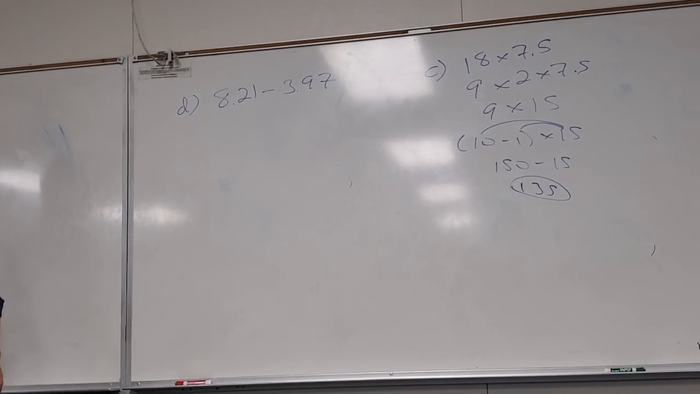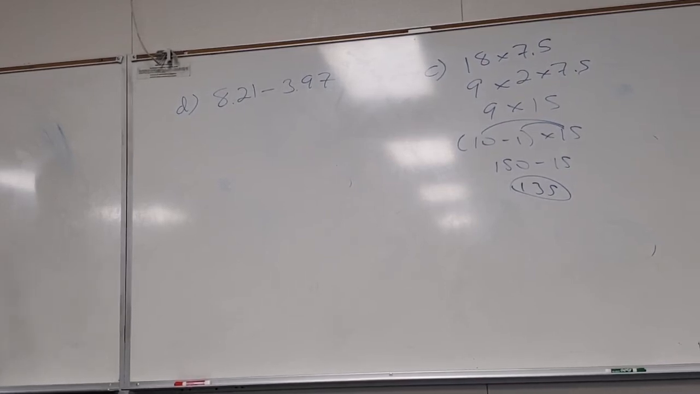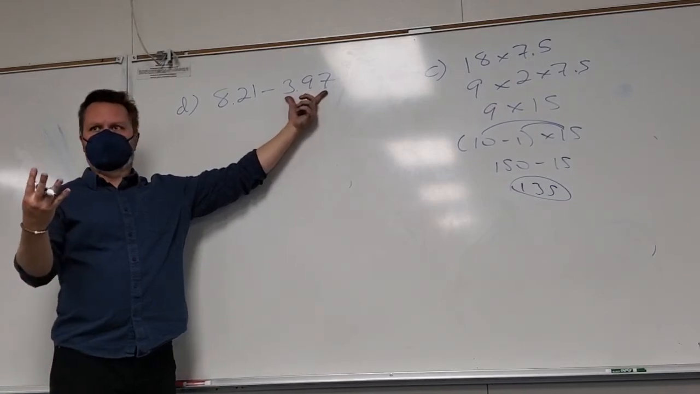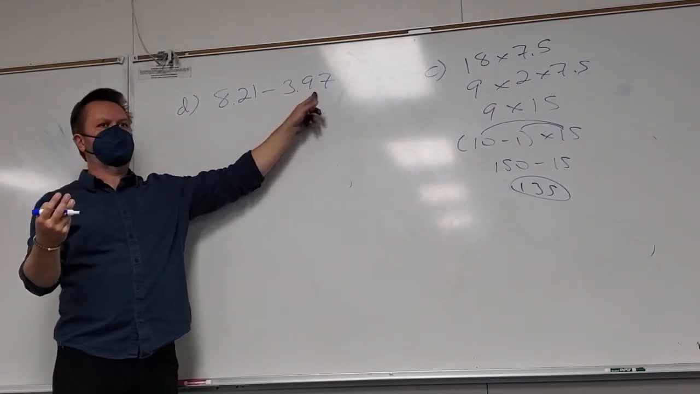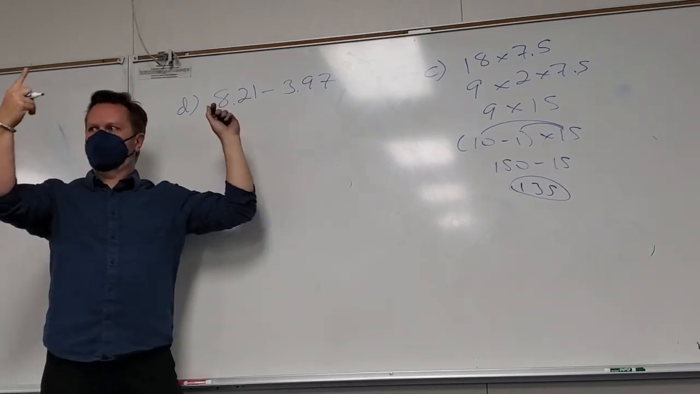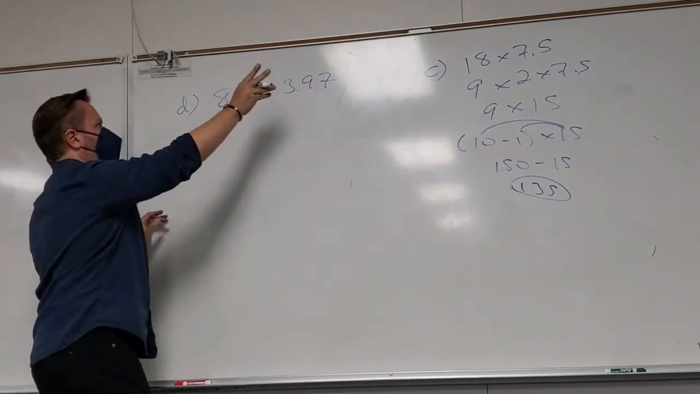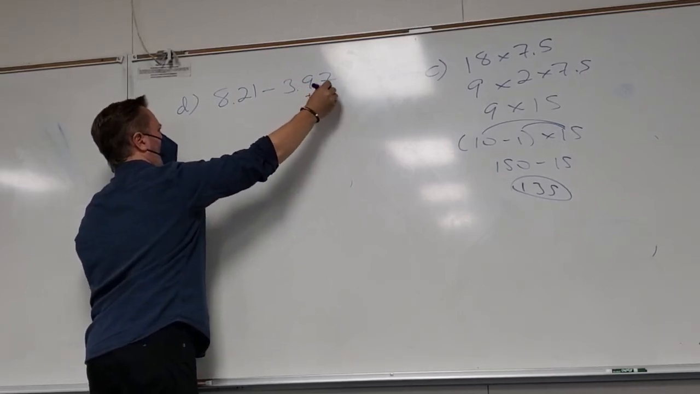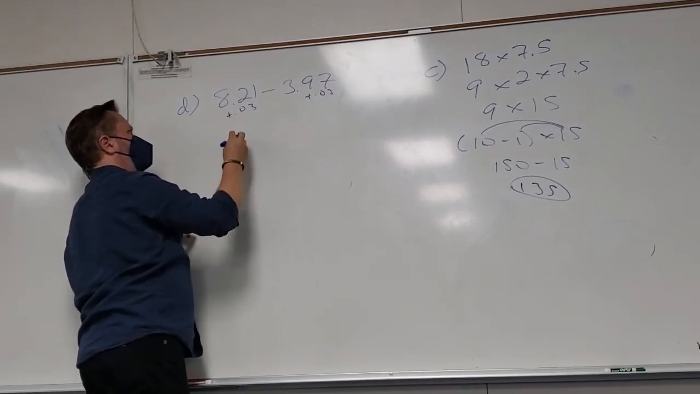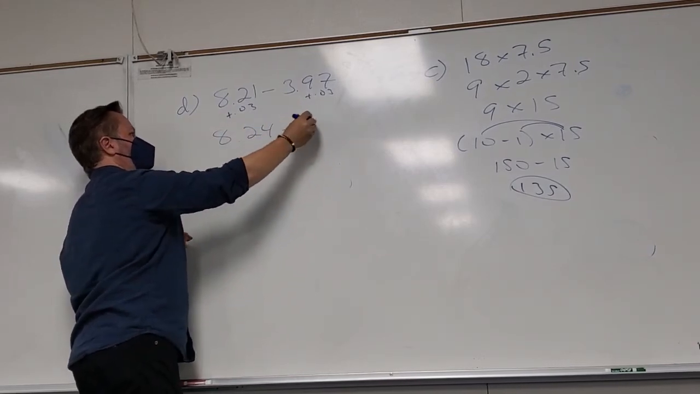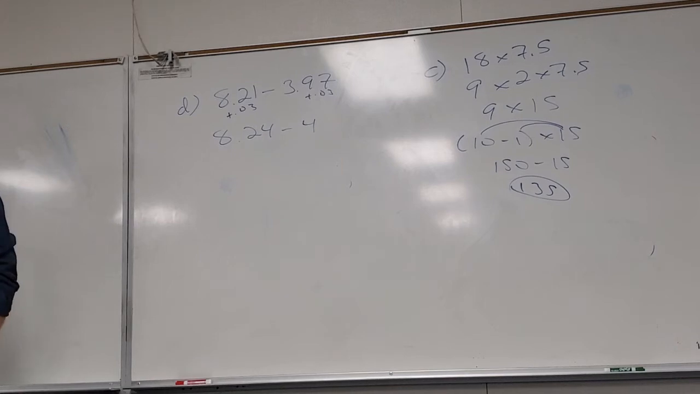Would we do like a similar compensation, make it 4? Sort of, yeah. If only that guy was 4. But if I increase what I'm subtracting, I better increase this by the same amount, right? So this is called like equal additions, if I remember correctly. So if I make him go up by 0.03, make him go up by 0.03, I get 8.24 minus 4. Now that's easy.